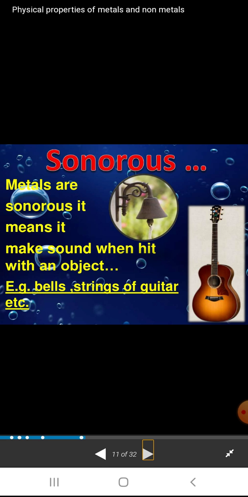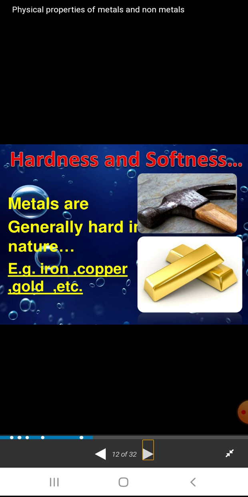Sonorous. Metals are sonorous. It means it makes sound when hit with an object. For example, bells, strings of guitar and etc. Hardness and softness. Metals are generally hard in nature. For example, iron, copper, gold and etc.